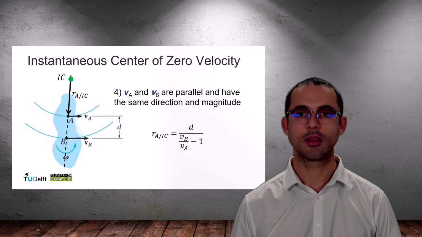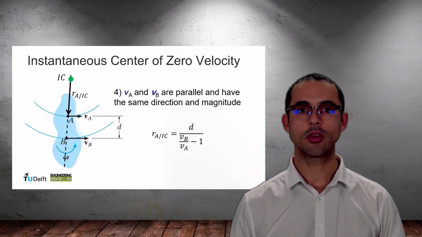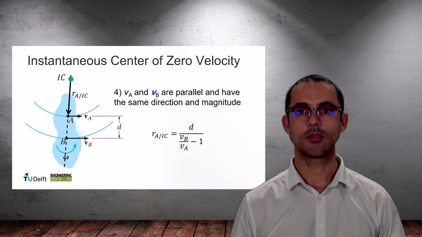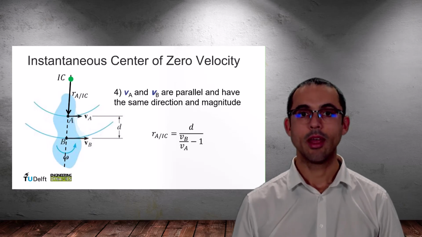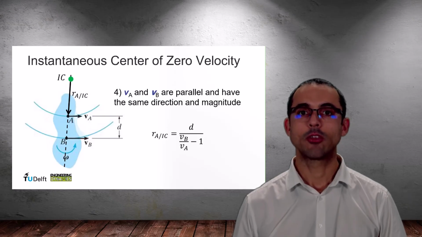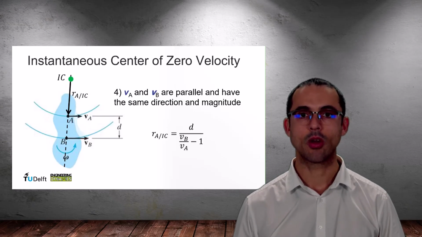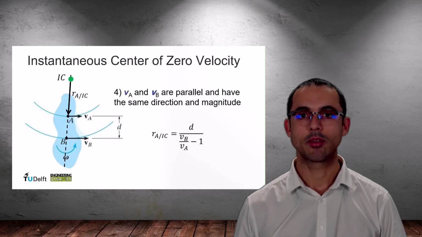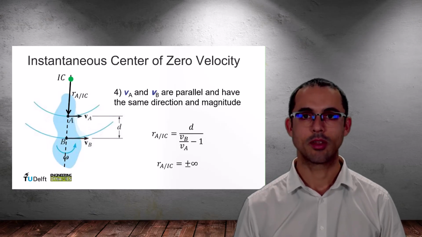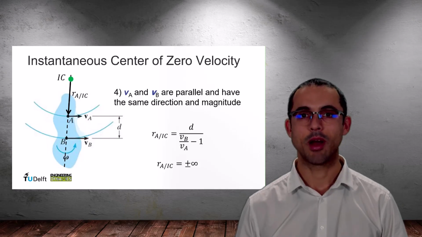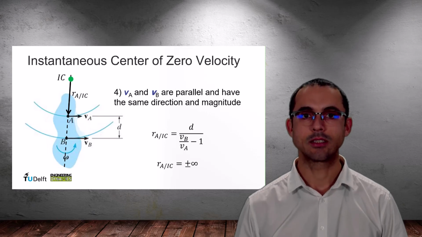The fourth possibility that we will discuss in this video is a special case of the third possibility, when velocities VA and VB have the same direction and the same magnitude. Looking at the equation that we just derived, where is the IC located when the two velocities are the same? In order to answer this, think what happens with the angular velocity of the rigid body in this case. This fourth scenario is actually when the rigid body is undergoing a pure planar translation, and in this case, the IC is located at plus minus infinity.